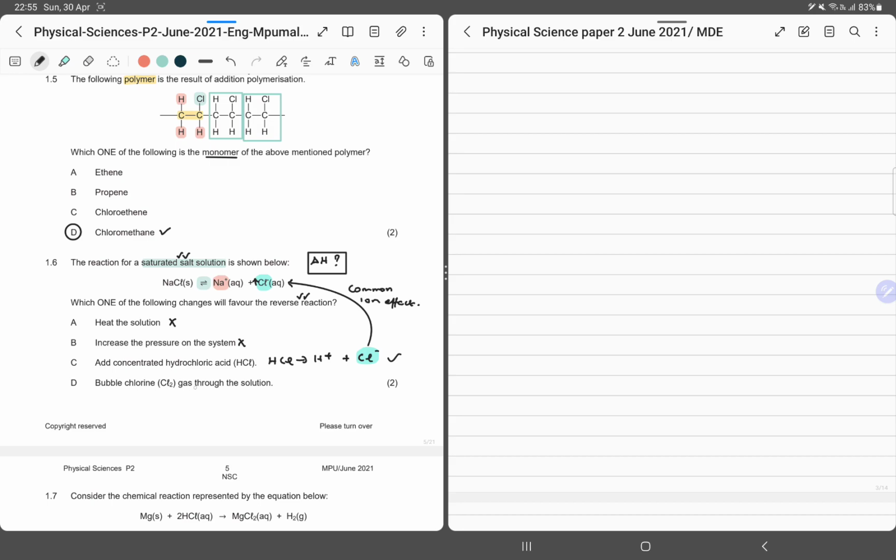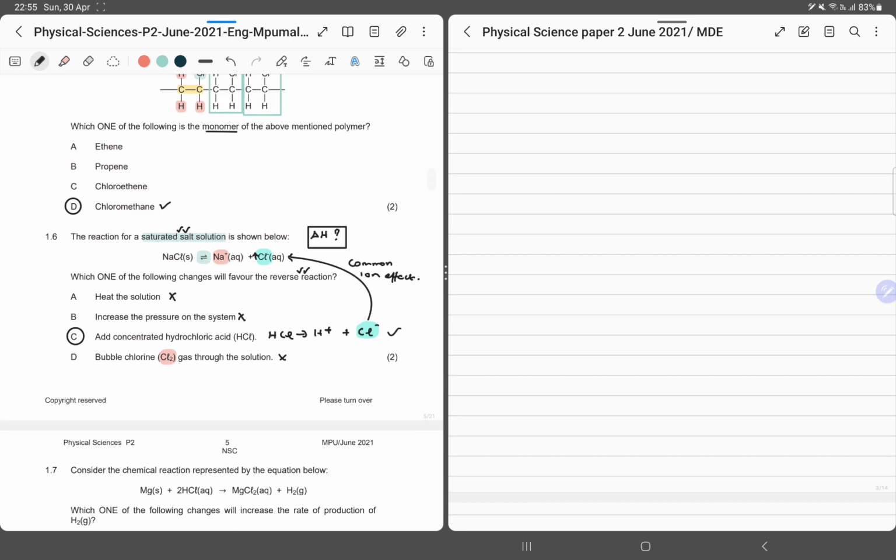Now, bubble chlorine gas through the solution. The problem with chlorine gas is that it is stable. It naturally occurs as a diatomic gas. So if you're bubbling it through there, it won't really take effect unless you add heat or some sort of UV light that can separate the chlorines into chloride ions. Then it would start to have effect. But as a natural gas like that, it just won't work. So the best answer here is C. All right, not a problem.